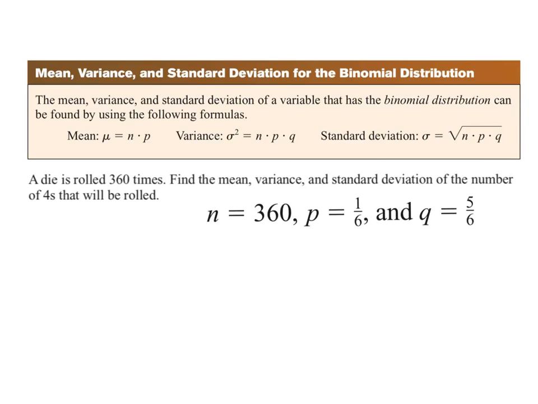Let's just make sure we're set up right. So take a look up there. n is the number of trials, 360. Probability of success, getting a 4, 1 out of 6. And the probability of failure, not a 4, is 5 out of 6. How many had that part set up right? Okay. Everyone. So go ahead and just find the mean, variance, and standard deviation.